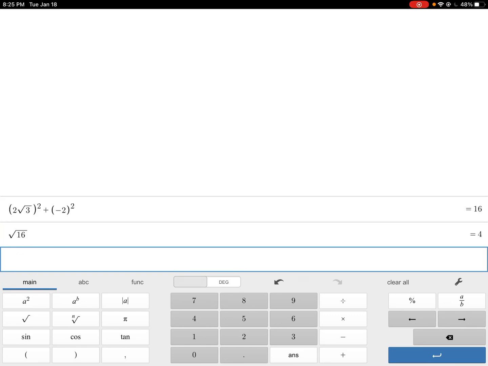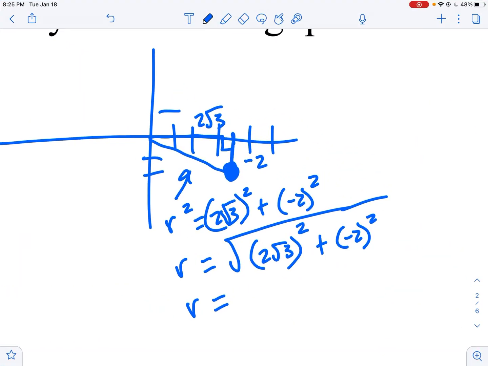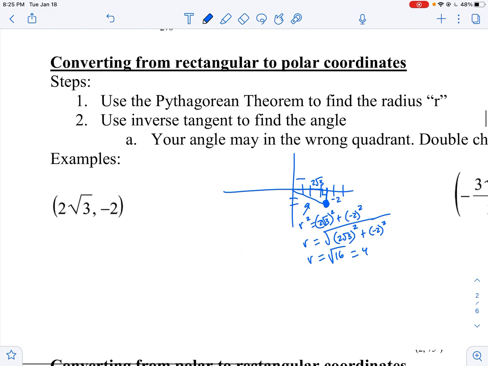And I already know the square root of 16 is 4. Okay, so we got our radius is 4. Radius, I'll do square root of 16, which is 4. Nice. So we got r is 4. So we got 4, comma. Now we need to get the theta. We need to get what the angle is.